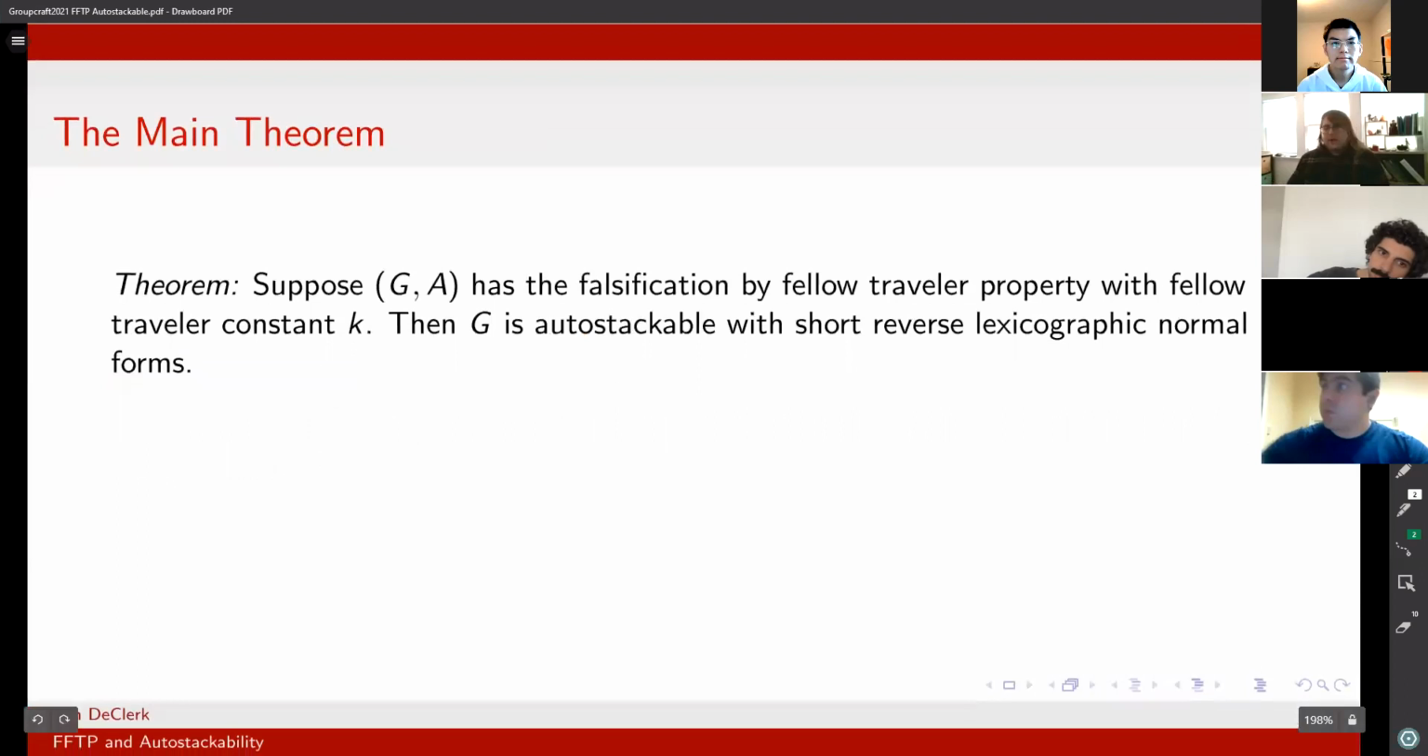All right. So that's both of the big definitions I needed to talk about. And now we can get to the big theorem. So, theorem, suppose we have a pair G, A with falsification by fellow traveler property, and we've got some fellow traveler constant K. Then G is autostackable with short reverse lex normal forms. And short reverse lex normal forms, basically think about it as shortlex, except you are reading right to left instead of left to right.